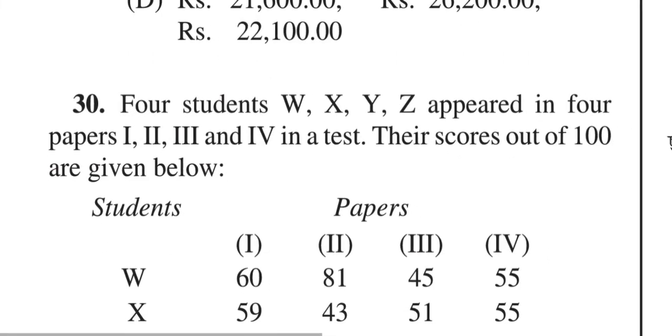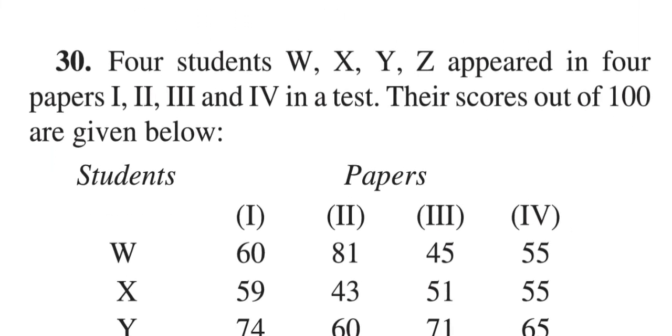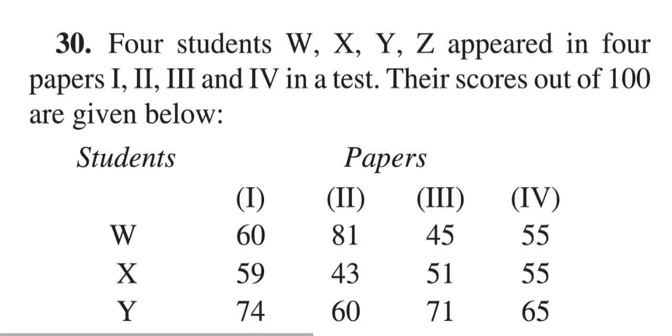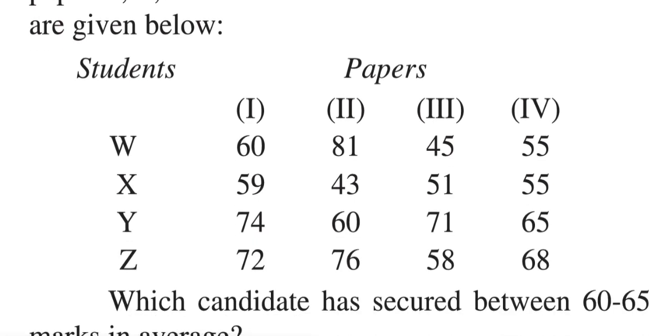Next, it is also related to mathematical sum. 4 students W, X, Y, Z appeared in 4 papers 1, 2, 3 and 4 in a test. Their scores out of 100 are as given below. Students W, X, Y, Z and papers are like this: 1, 2, 3, 4 paper. In paper 1 W has got 60 and just like that subsequently it will follow 60, 59, 74, 72. In paper 2 81, 43, 60, 76. In paper 3 45, 51, 71, 58. In paper 4 55, 55, 65, 68.